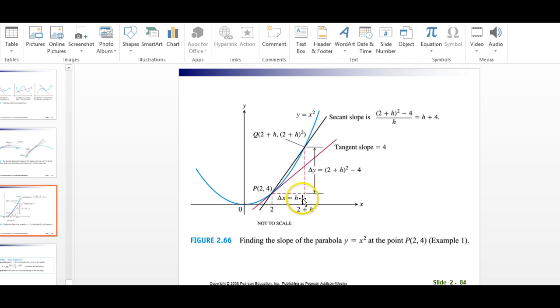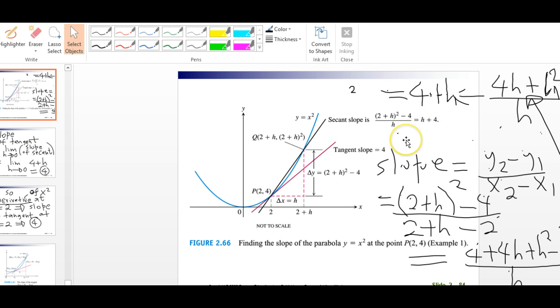And our nearby point is up here. Of course, we know that the x coordinate of the nearby point is 2 plus h. And then the y coordinate of the nearby point is (2 plus h) squared. Why? Because y equals x squared. So you plug in x equals 2 plus h, you get (2 plus h) squared. Now I want you to concentrate only on these 2 points and not the rest of this kind of messy situation, right? Sorry for the interruption.